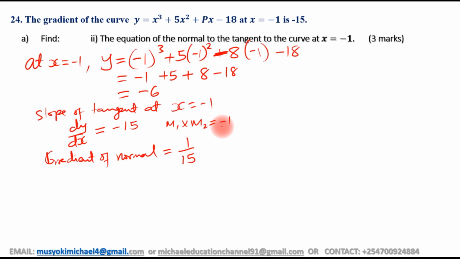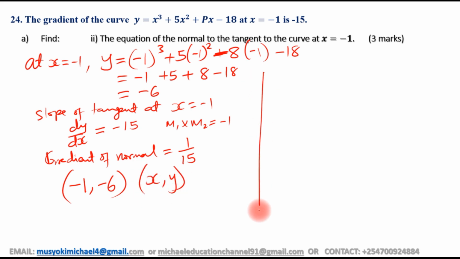And therefore, from that point, we already know that the point on the tangent is minus 1, minus 6. So let another point (x, y) be on the line with that normal, and therefore the gradient is y minus minus 6, that is y plus 6, all over x minus minus 1, so x plus 1, will be equal to 1 over 15.